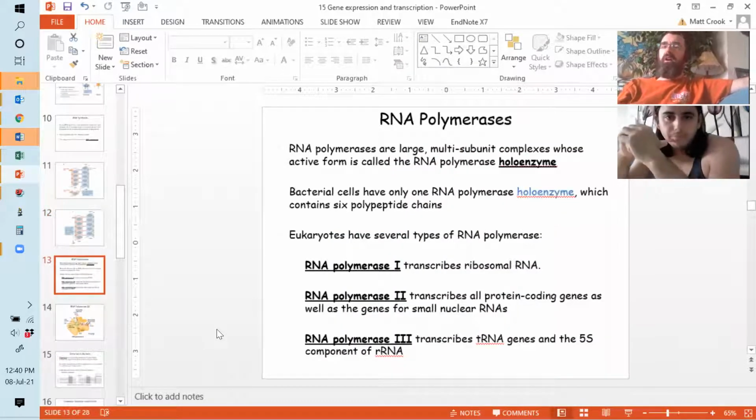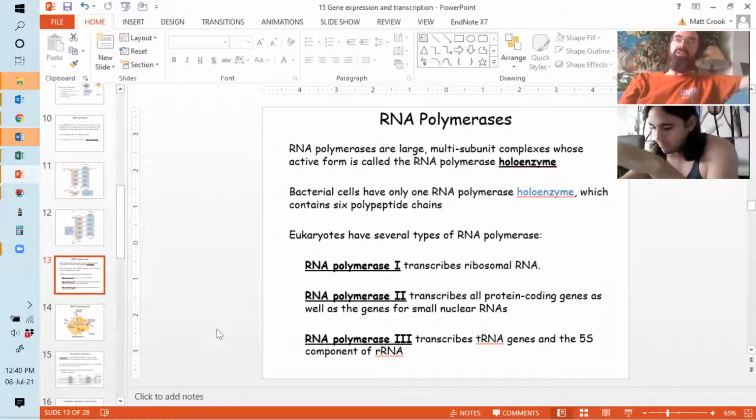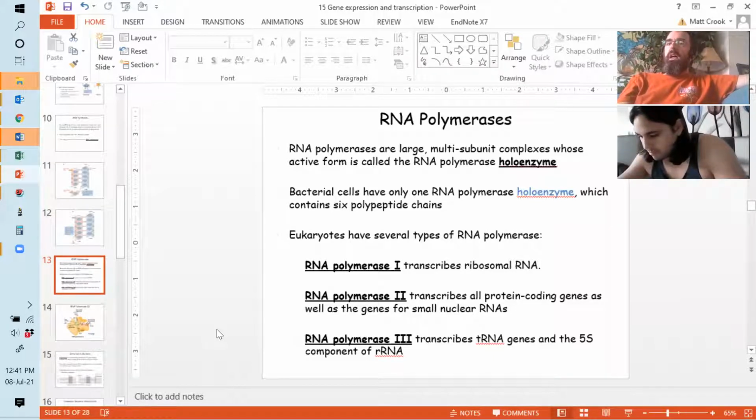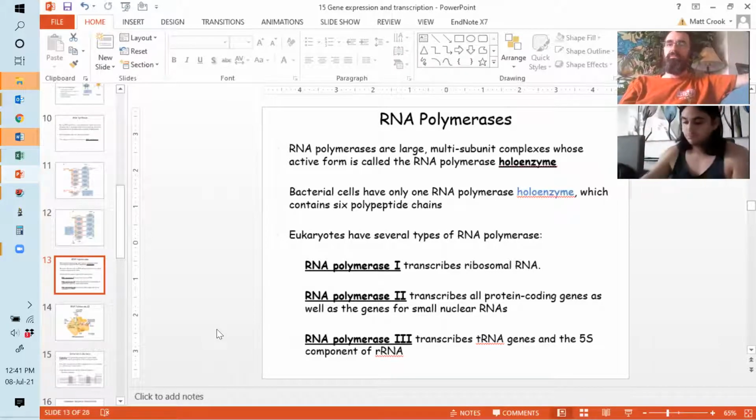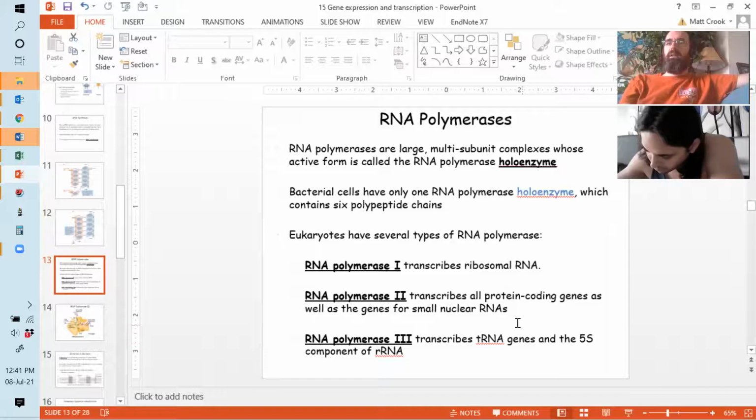Okay, so there's 3 different RNA polymerases there. And essentially each one is a whole bunch of proteins and other stuff together. It's called a holoenzyme. Holoenzymes are typically enzymes with some kind of cofactor. I'm not sure what that is in RNA polymerase. But these are large, complex, multi-protein enzymes. So bacteria only have 1 RNA polymerase. This makes it a lot easier.